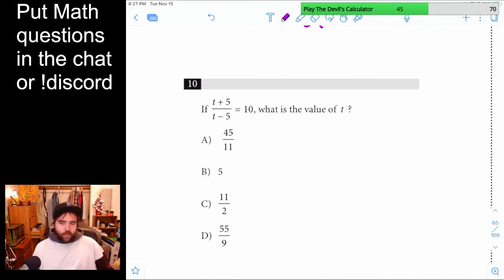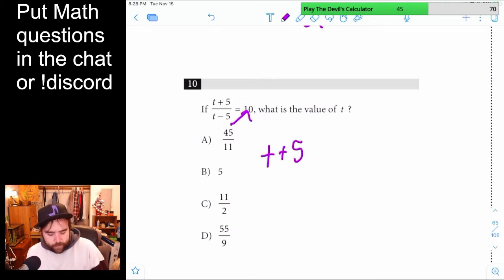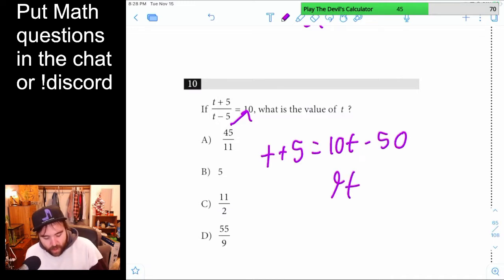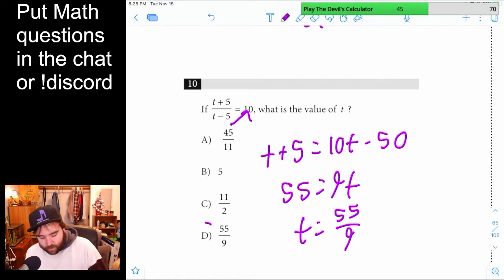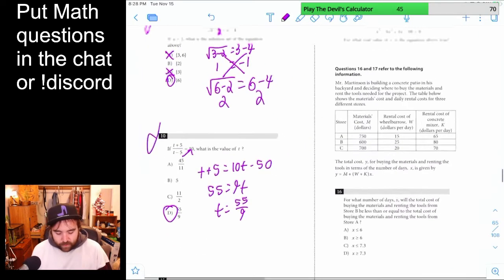So 10, you've got to solve for t. There's no real shortcuts here, I don't think. You just got to do it. But anytime I see a fraction equals something like this, I'm always going to think about cross multiplying. So I'm going to have t plus 5. And then, of course, you got to distribute the 10. So 10t minus 50. And then just get the t's together. So 9t, add the 50, 55. So t is 55 over 9. Which is dirty, but that's fine because that's one of the answers.